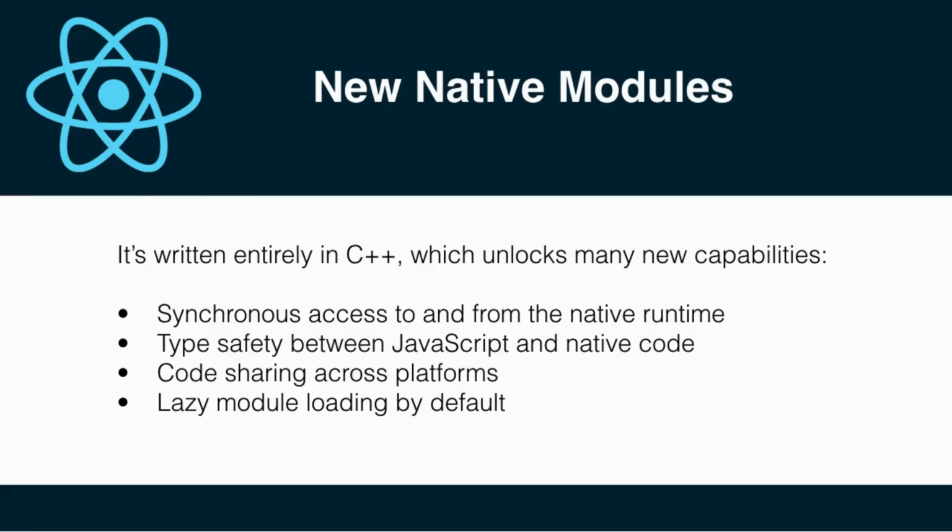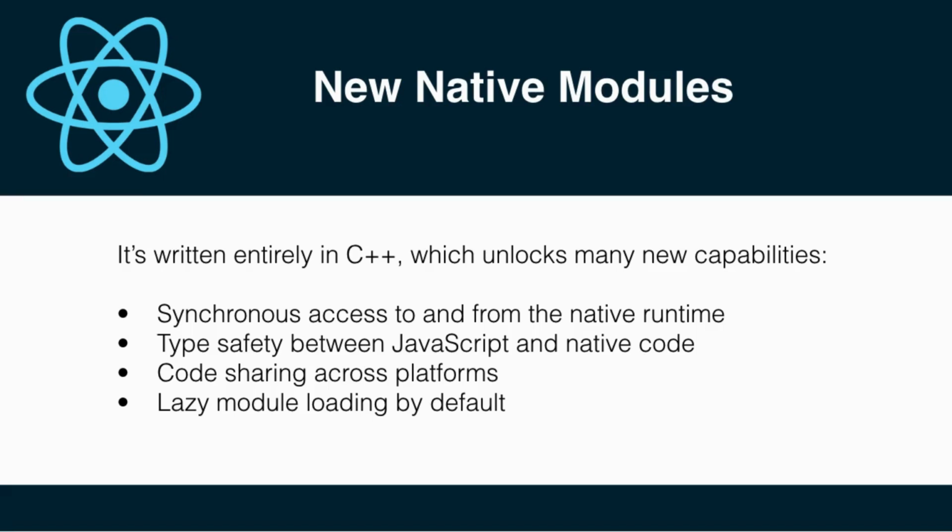New native modules. The new native module system is a major rewrite of how JavaScript and the native platform communicate. It's written entirely in C++, which unlocks many new capabilities, like synchronous access to and from the native runtime, type safety between JavaScript and native code, code sharing across platforms, and lazy module loading by default.